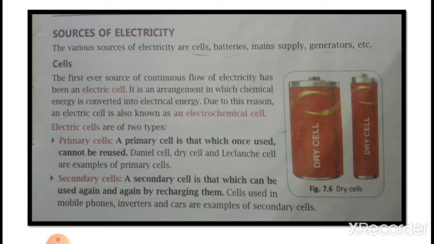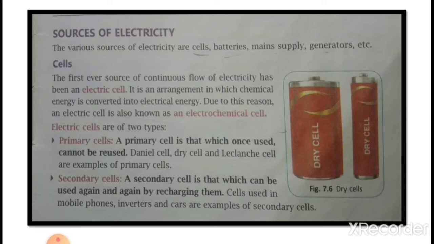Okay, and electric cells are of two types, that is primary cells and secondary cells. So first one is the primary cell. A primary cell is that which once used cannot be reused. Daniell cell, dry cell, Leclanché cell, etc. are examples of primary cells.